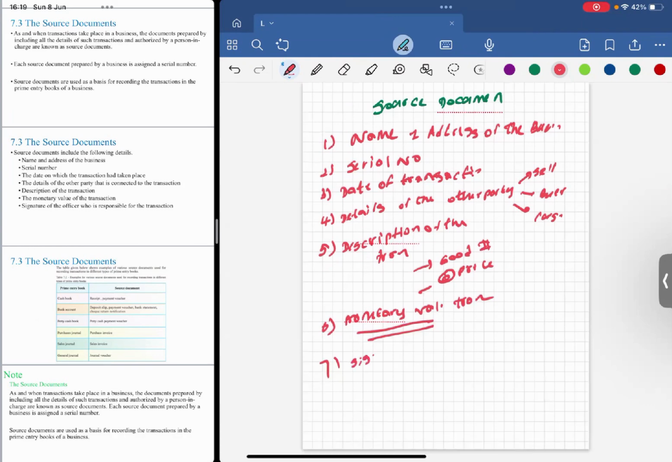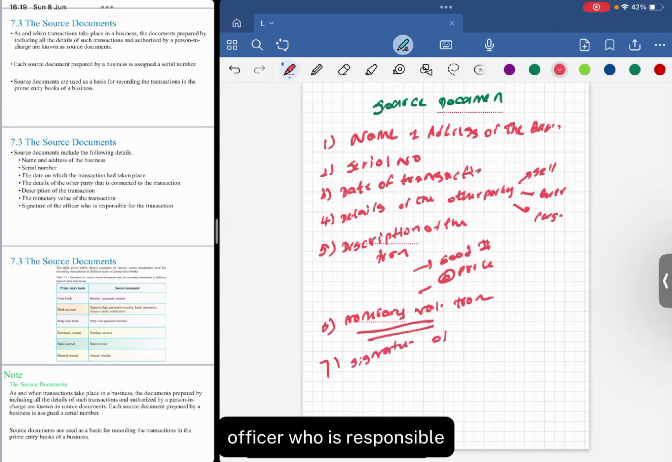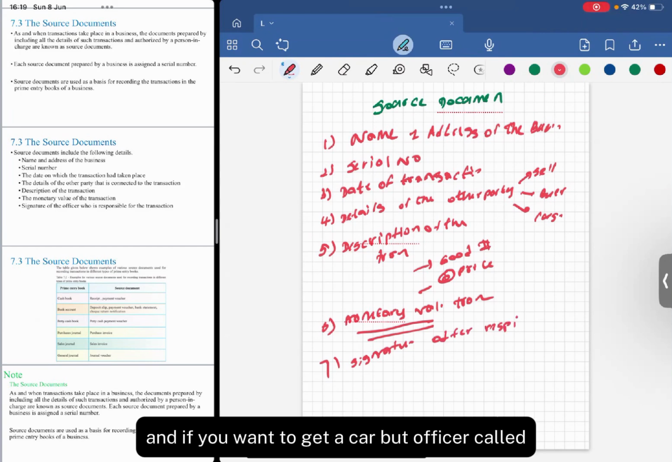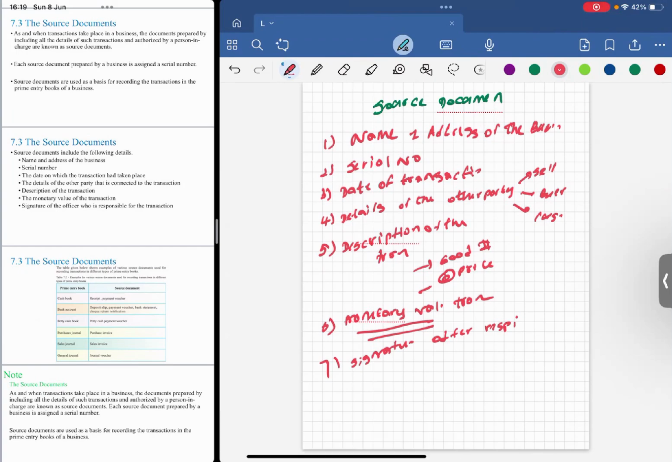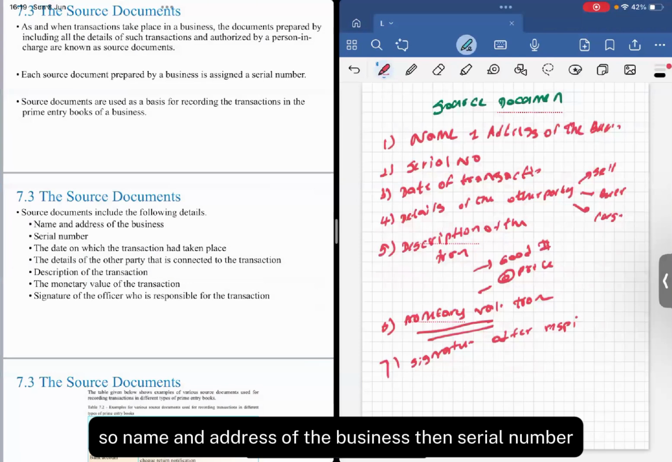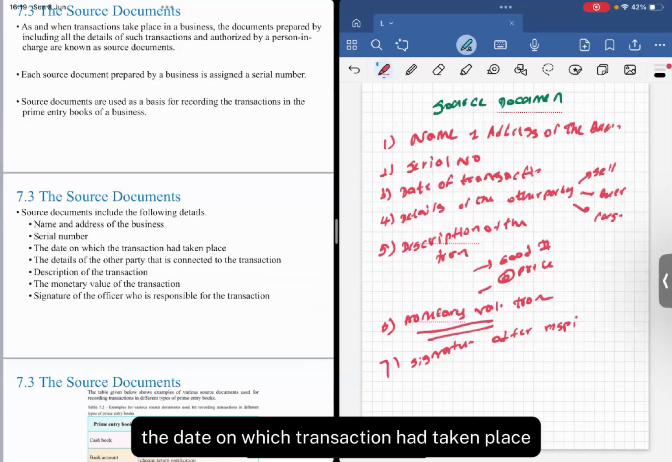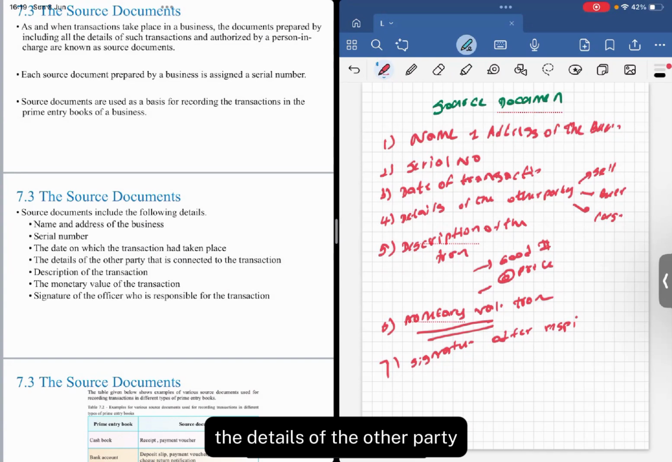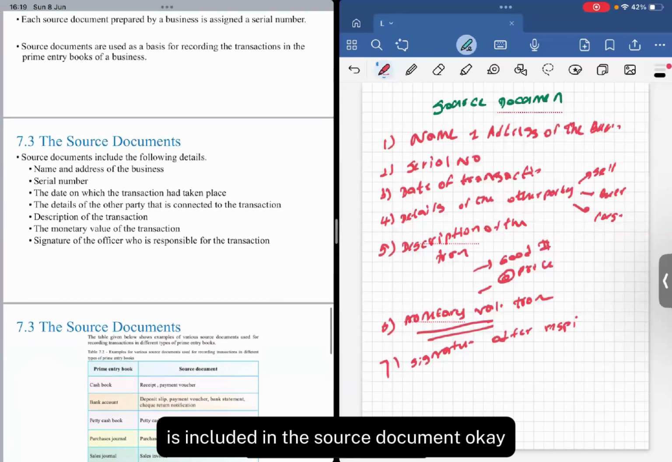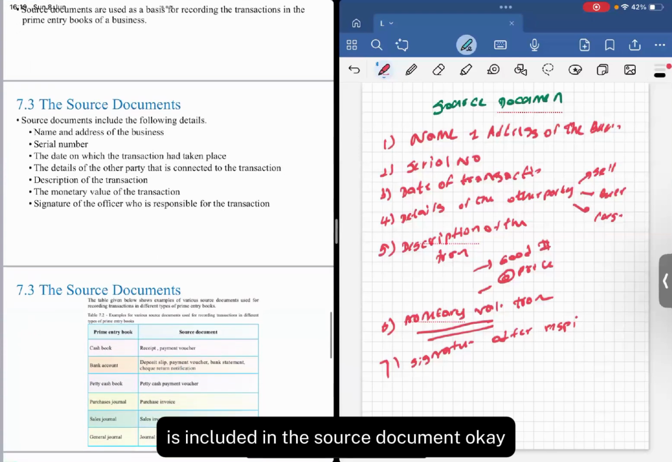Then the signature of the officer who is responsible. අපි මොන හරි payment එකක් කරා නම් ඒ payment එක කරපු officer කවුද කියන එක සඳහන් වෙලා තියෙනවා. So the name and address of the business, the serial number, the date on which the transaction has taken place, the details of the other party connected to the transaction, the description of the transaction, the monetary value of the transaction, and the signature of the officer who is responsible for the transaction are included in the source document.